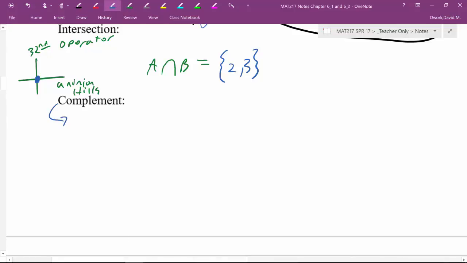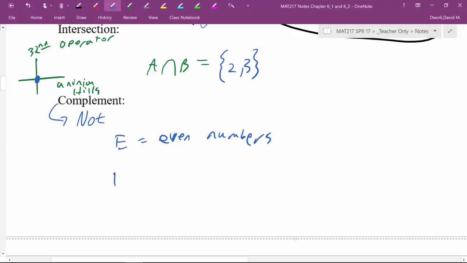Complement. Complement is just a really simple concept. It's the concept of not. So for example, if I had a set where this represented the even numbers. The complement notation looks like a little apostrophe, like a little prime, right? So what does this mean? Careful, it doesn't mean odd. No, no, no. It just means not even.